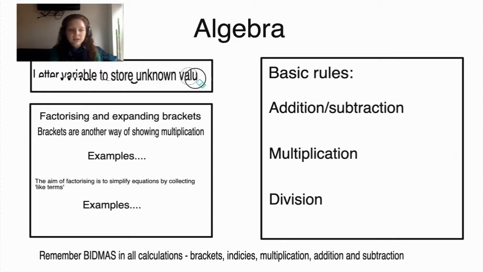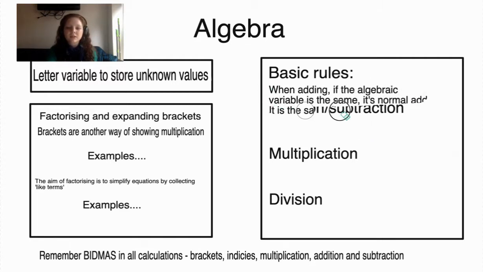As you probably said, it's a letter variable to store unknown values. So in an equation, if you don't know what something equals, you just put a letter as a substitute and then find out what that letter equals. There are three basic rules. So most of the time, especially if the algebraic variable is the same, it's just the normal rules.